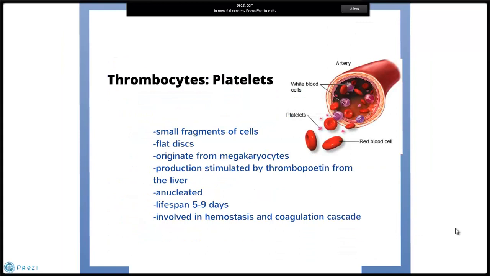Thrombocytes, also known as platelets, are small fragments of cells, flat discs, originated from megakaryocytes. Production is stimulated by thrombopoietin from the liver. They are anucleated, and their lifespan is 5 to 9 days. They are involved in hemostasis and the coagulation cascade.